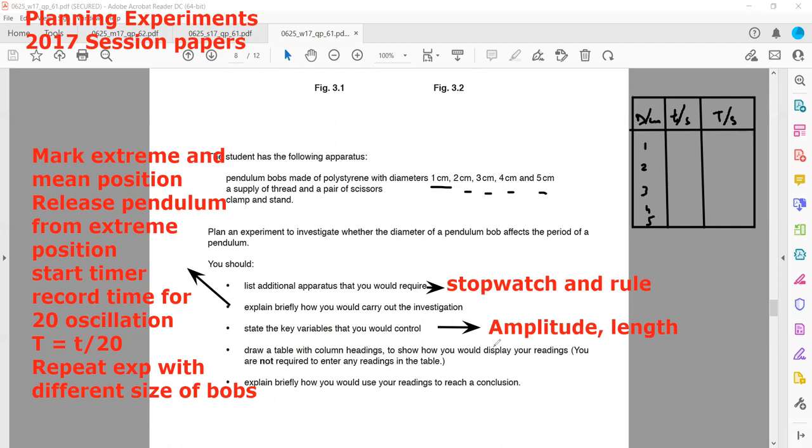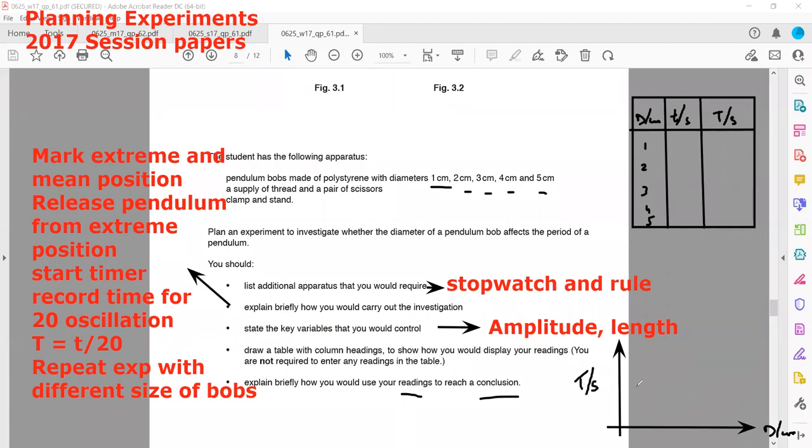Then how would you use your results to reach a conclusion? To identify the relation between the two quantities, the best way is plotting a graph. So we can plot a graph with the diameter on the x-axis, because the independent variable should be on the x-axis and the dependent variable on the y-axis. The diameter we are changing, the diameter is in our hand, so that is independent. And the time period on the y-axis.